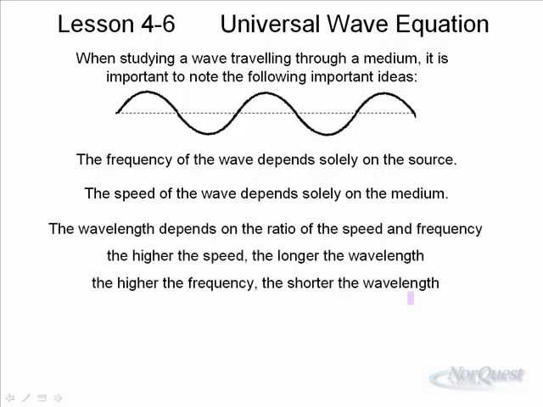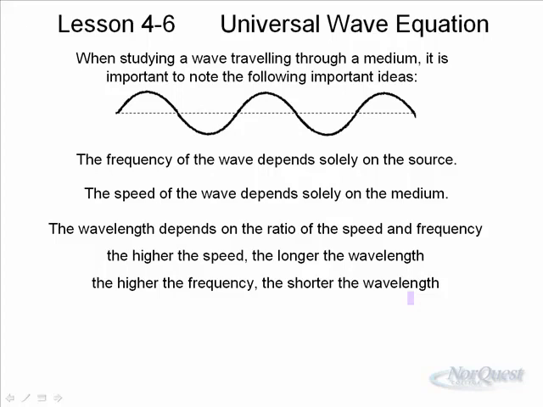And of course, the wavelength of the wave depends on the ratio of the speed and frequency. So wavelength is dependent on two things. One is it's dependent on the frequency, but it's also dependent on the speed. And so the wavelength, the higher the speed, the longer the wavelength, the higher the frequency, the shorter the wavelength.